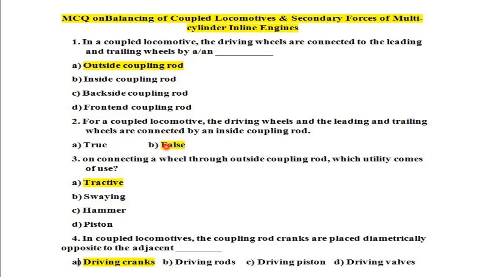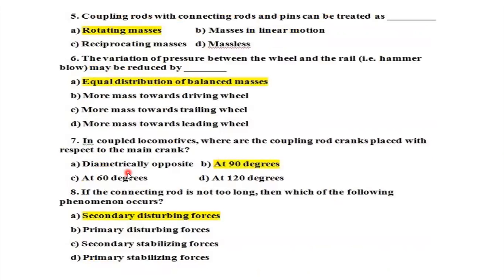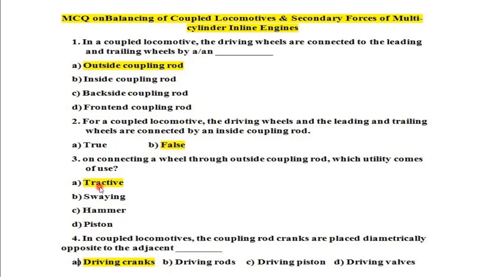In coupled locomotive, the driving wheels are connected to the leading and trailing wheels. So obviously it's false, it's not an inside coupling rod. So the next question is, for a coupled locomotive, the driving wheels and the leading and trailing wheels are connected by an outside coupling rod. We saw this earlier. A significantly greater portion of the engine mass is utilized for tractive purposes. So the answer would be tractive.